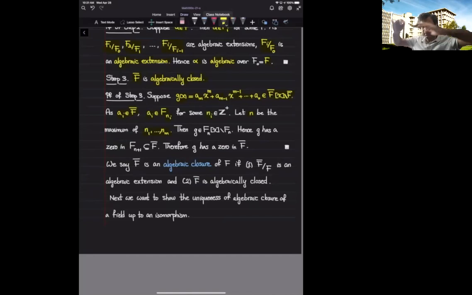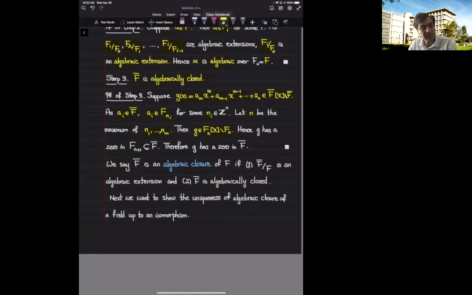You see, these F sub j's are getting larger and larger. So if n is the maximum of the n sub i's, then F sub n contains the F sub n sub i's as subfields. So all these A sub i's belong to F sub n. That means the polynomial G actually belongs to the set of non-constant polynomials with coefficients in F sub n.